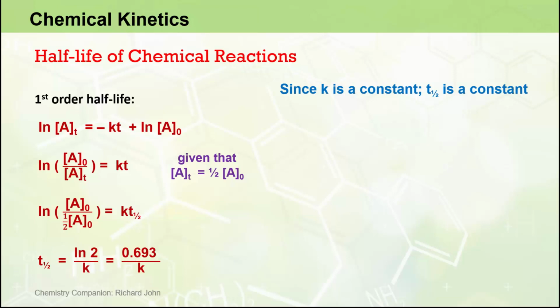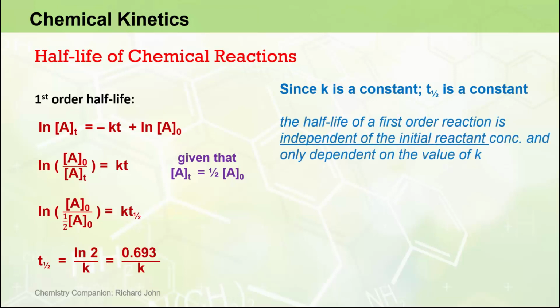In other words, at a given temperature, the half-life of a first-order reaction is independent of the initial reactant concentration and only dependent on the value of K. This means that for a first-order reaction, the half-life remains constant throughout the course of the chemical reaction.